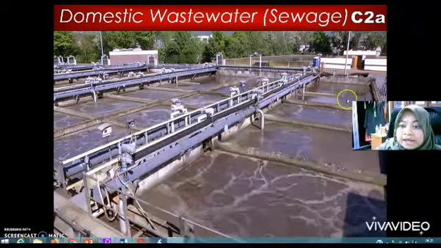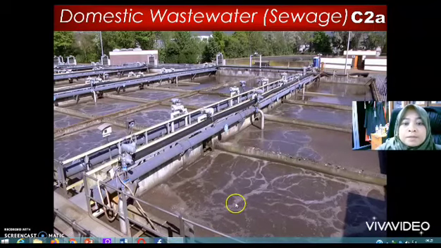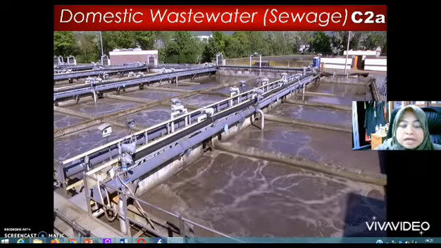So, ini gambaran dia, air dia memang colour brownish. Tapi bila dekat sini dengan all this aeration system, diffusion, we will learn all of this, dia dah tak bau sangat lah. Okay, so ni dia punya contoh.